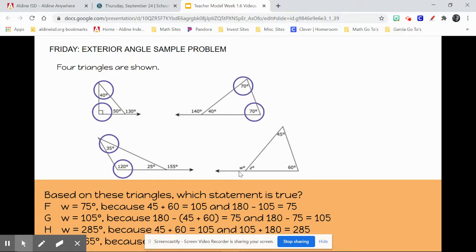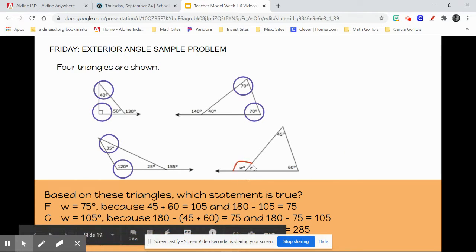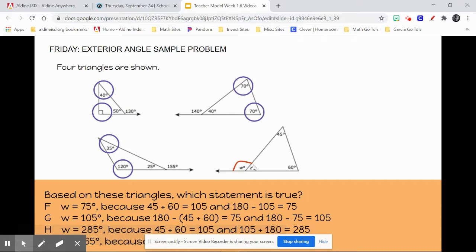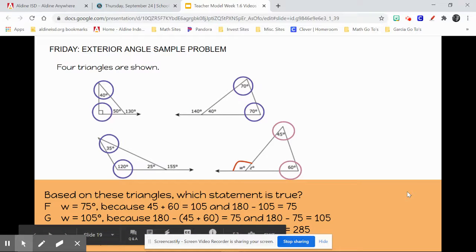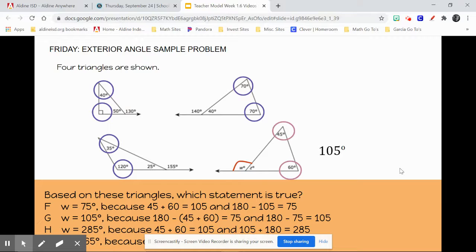So here we're asked to find the measure of angle W, and we're going to do the same thing. We're going to take the two angles that are not adjacent to angle W, which will be 45 degrees and 60 degrees. We add them, and we get 105 degrees. Okay, so the measure of angle W is actually 105 degrees. We look at our answer choices, and we see that we have one answer choice that says 105 degrees.